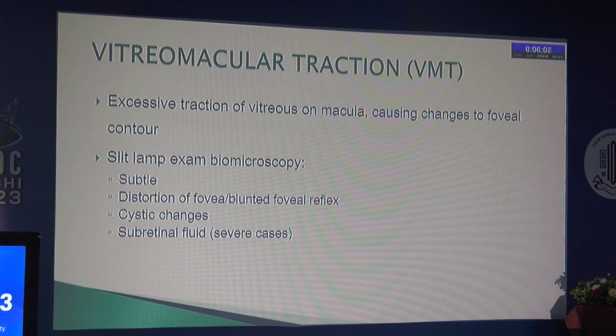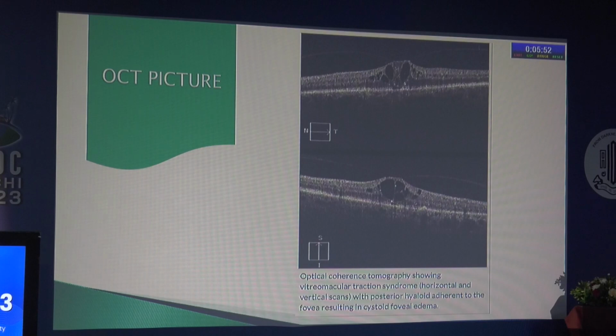Vitreomacular traction. On slit lamp examination, the signs are very subtle. You may see a distorted or blunted foveal reflex, and if the traction is high, then you may see cystic changes or subretinal fluid. But on OCT, you can clearly identify it. You can see the fovea is distorted, and intraretinal cystic spaces are seen.